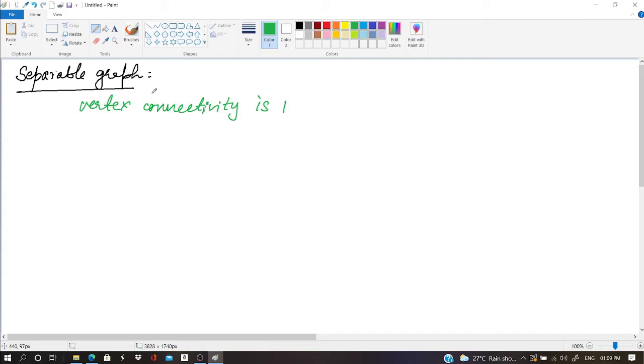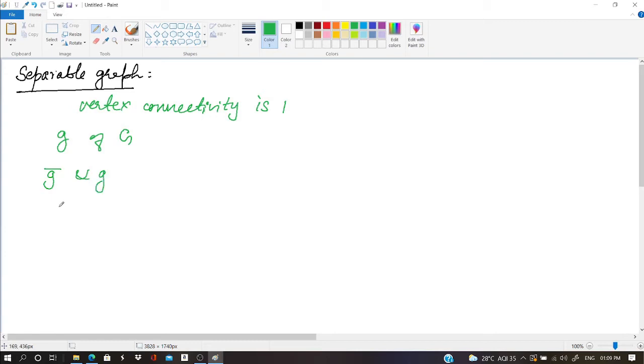A connected graph G is said to be separable if there exists a subgraph G' of capital G such that G bar, what is meant by G bar? The complement of G' in capital G. G bar and G' have only one vertex in common.